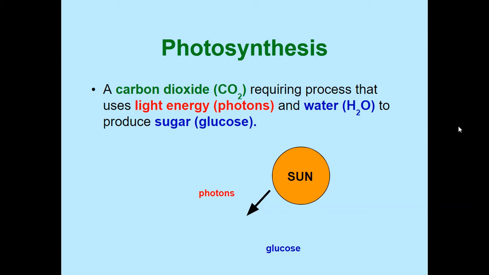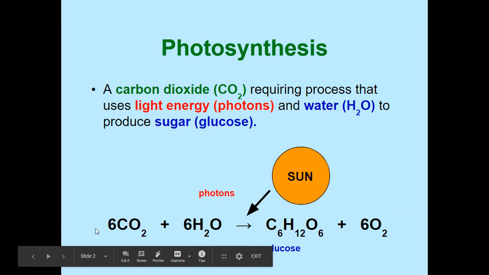So photosynthesis, it's where carbon dioxide or CO2 is required in this process, and we use light from the sun in the form of photons, and we use water in the form of H2O, obviously, to produce sugar or glucose. Okay, so there is a formula at the bottom. This formula, unfortunately for you, you have to memorize.